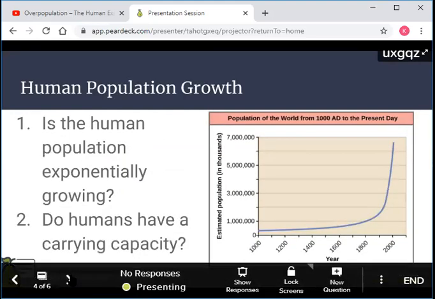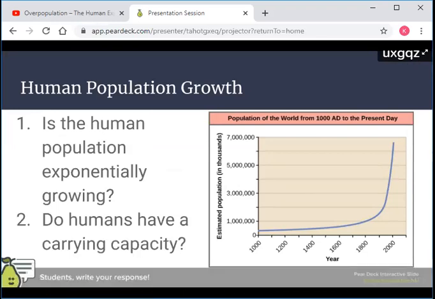Awesome. So let's look at human population growth. Look at that chart. Is human population growing exponentially? Do you think humans have a carrying capacity, and have we reached that carrying capacity?